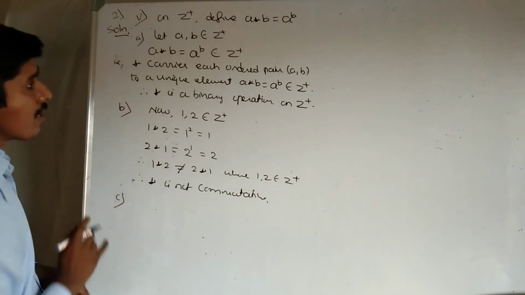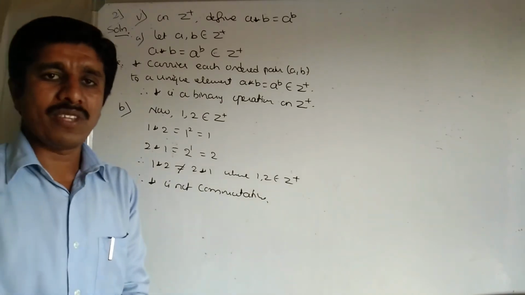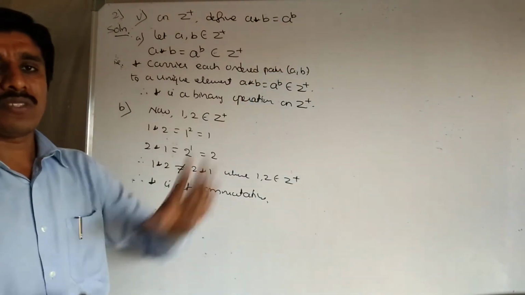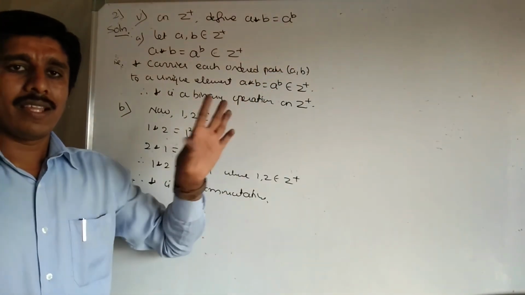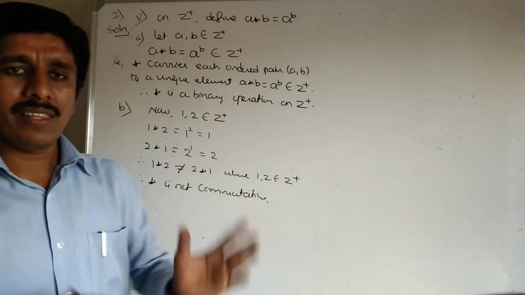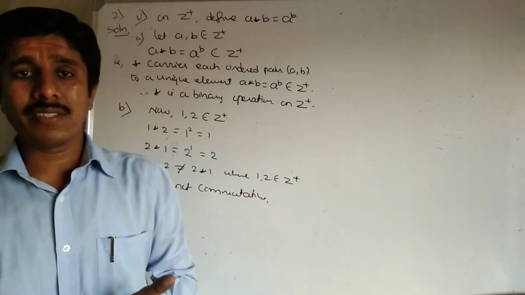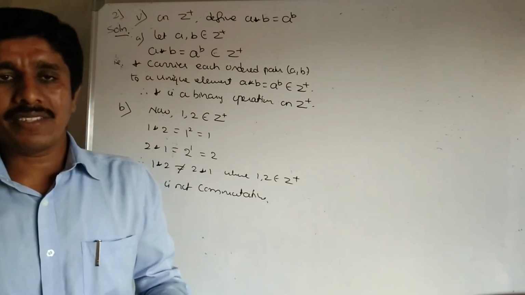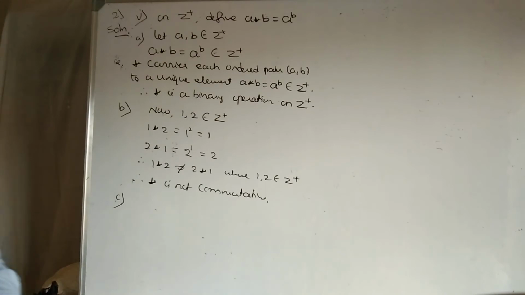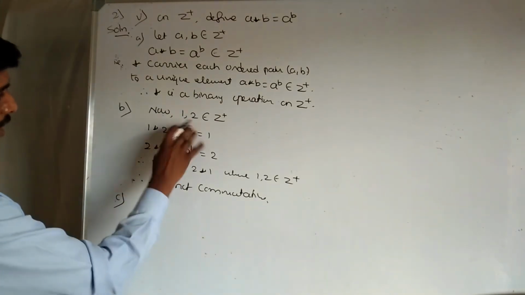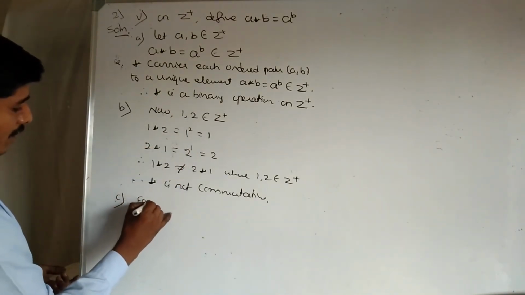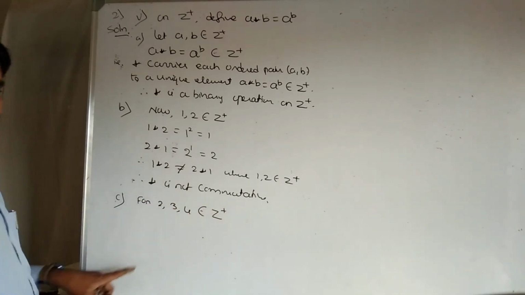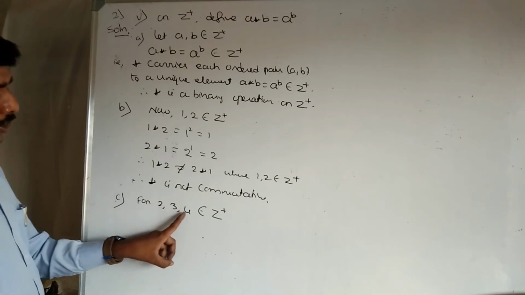Next, since it is not commutative, does that mean it will not be associative? Now, don't take 1, because if you take 1 it will be associative. Mind it: if this binary operation is satisfied for all positive integers, then we can say it is associative. In one case, if it is not satisfied, it is not associative. Here I am taking values other than 1: 2, 3, 4 belonging to Z plus. A equal to 2, B equal to 3, C equal to 4.